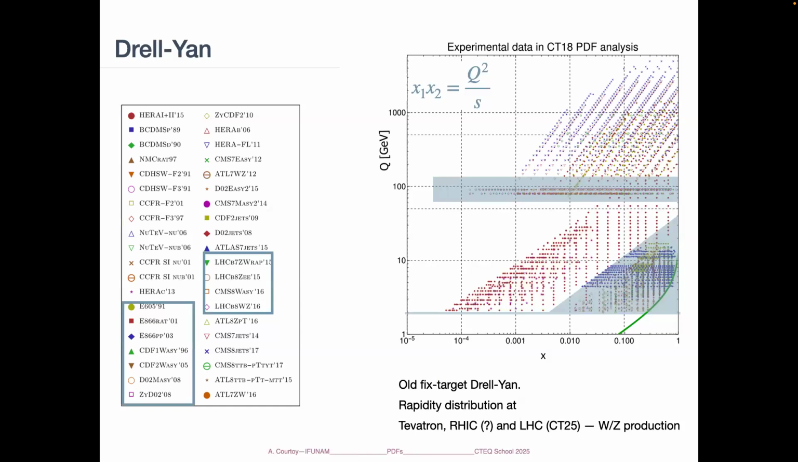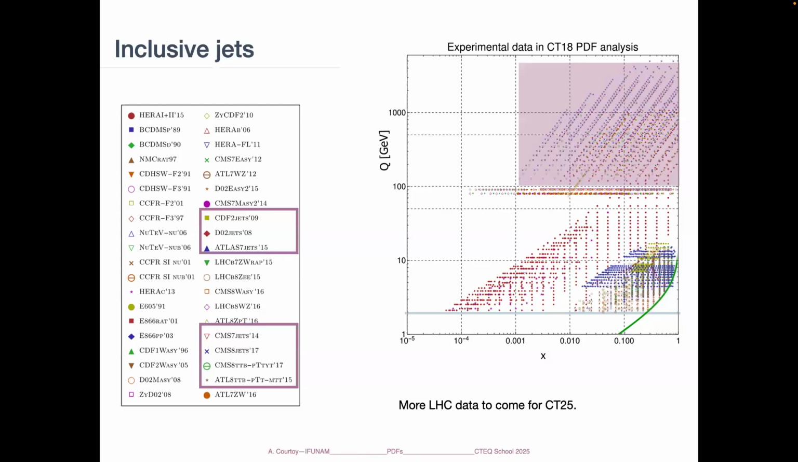So all the data here were fixed-target Drell-Yan. You can see the blue points here, which are from Fermilab. Then you would also have the rapidity distributions of Tevatron and RHIC. And in the future, in CT25, there will be more of the LHC data as well. So in that region you have Drell-Yan, which will go into W and Z production. Sometimes you see WZ production, but it's Drell-Yan that produces W and Z. This is important.